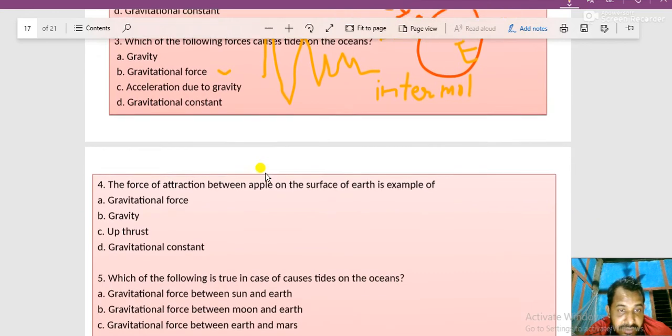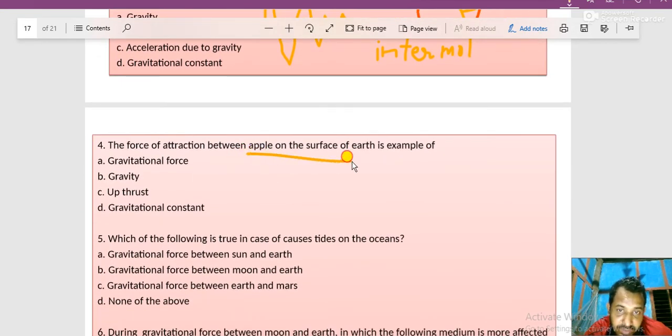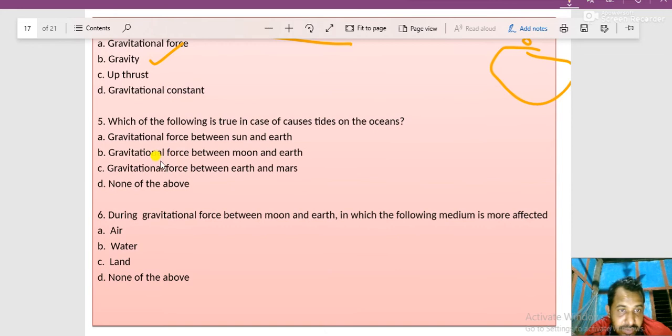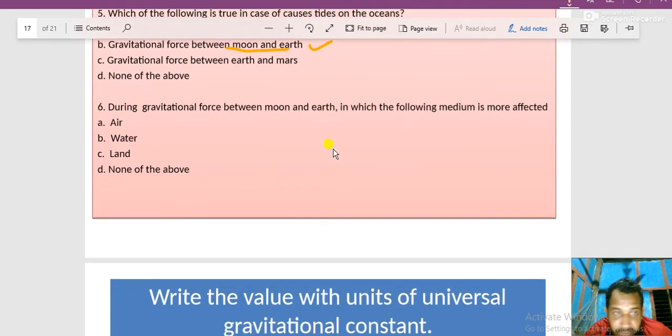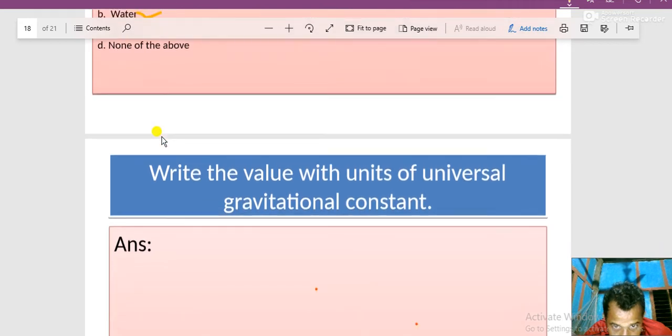The force of attraction between the apple and the surface of the earth is an example of gravity. Which of the two, in case of tides, is the gravitation force between the moon and the earth? This is the second. During the force, which flowing medium is affected? We know that one. Now you have to write down the value of gravitational constant.